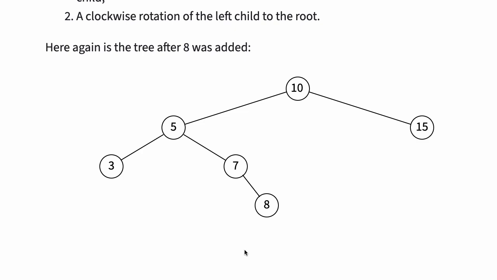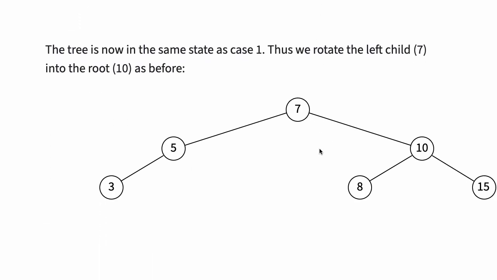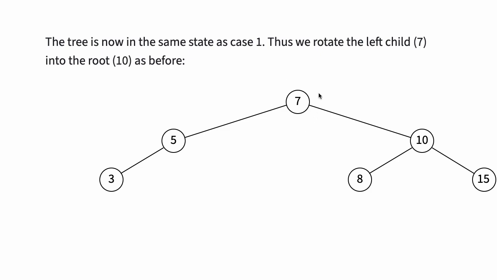Here again is the tree after 8 was added. Let's rotate the left-right grandchild, or 7, into the left child, or 5. The tree is now in the same state as case 1. Thus, we rotate the left child, which is 7, into the root, as before. Note that we had to move the left-right child to the left node of 10, as before. Now both subtrees have height 2, so the tree is balanced.